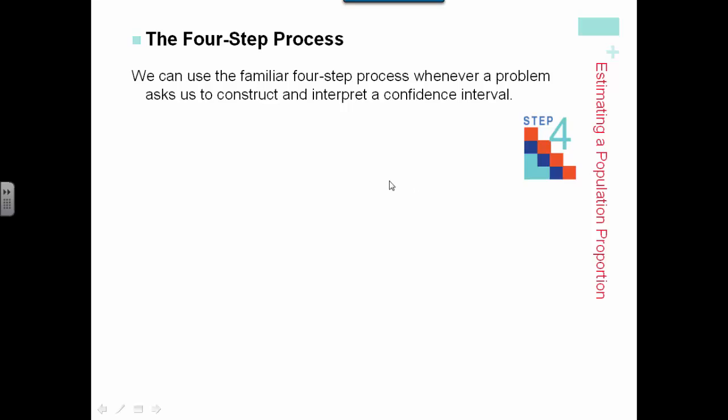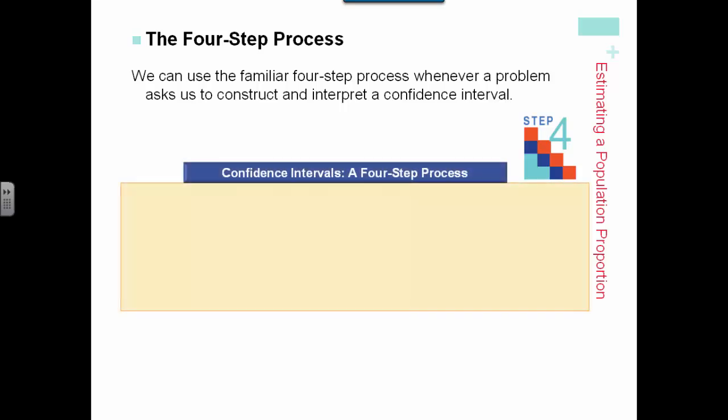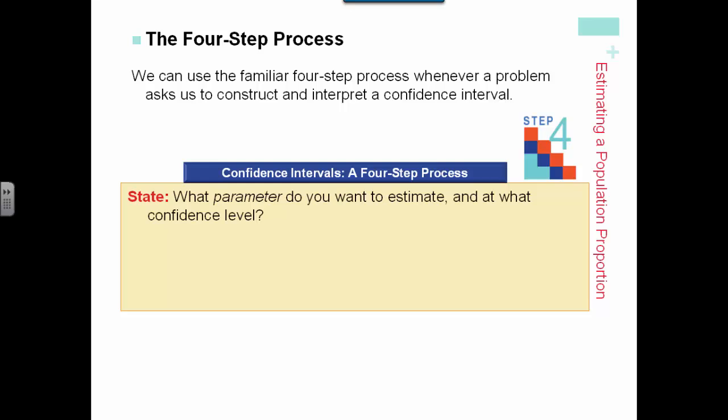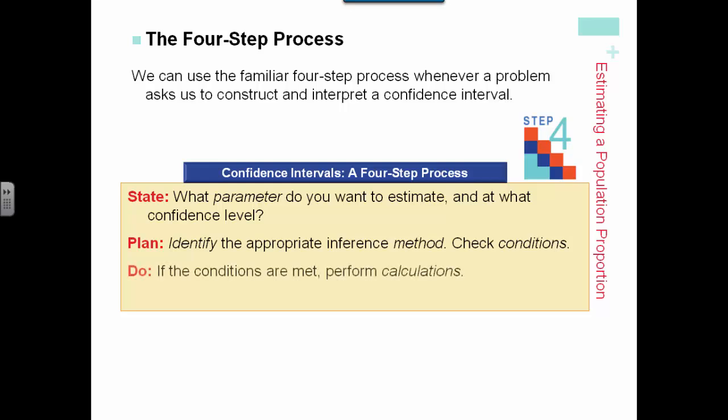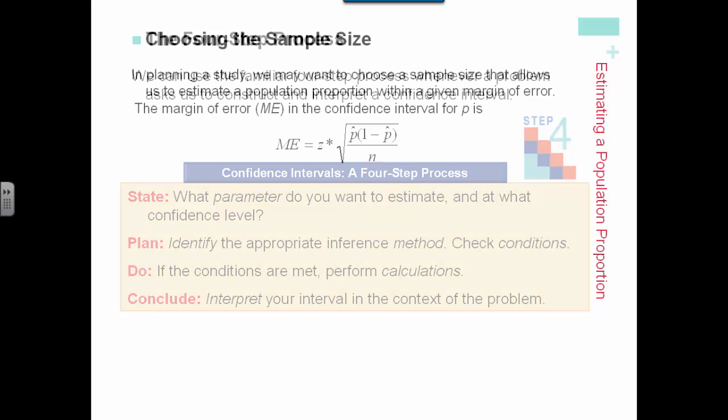We can use the familiar four-step process whenever a problem asks us to construct and interpret a confidence interval. What parameter do you want to estimate and at what confidence level? Identify the appropriate inference method. Check conditions. If the conditions are met, perform calculations and interpret your interval in the context of the problem. That is our state, plan, do, and conclude four-step process.